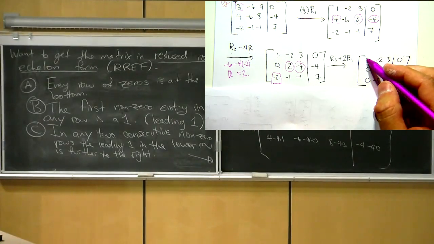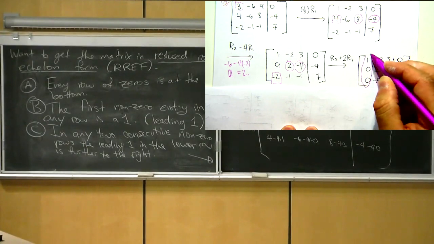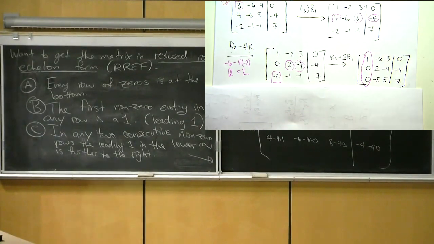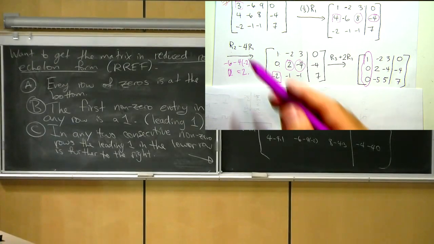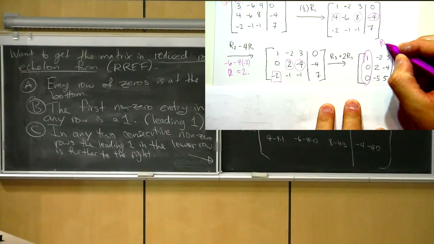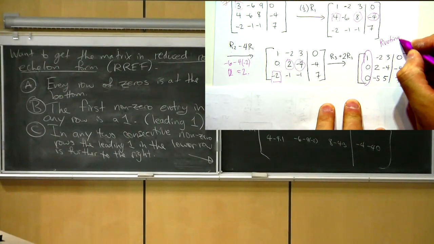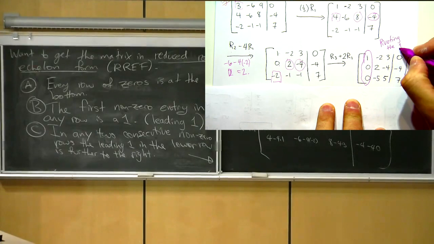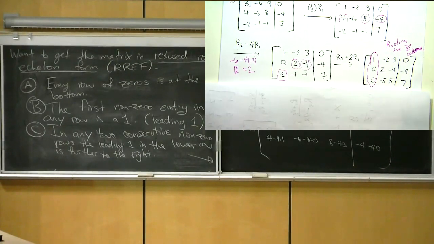And now I'm really happy about my first column. It looks exactly how I want it to look, right? So this process that I've done here is called, what we've done here is we've pivoted the first column. I don't really know why it's called pivoting. But basically getting your first column to look like a 1 with a bunch of zeros is called pivoting the first column.